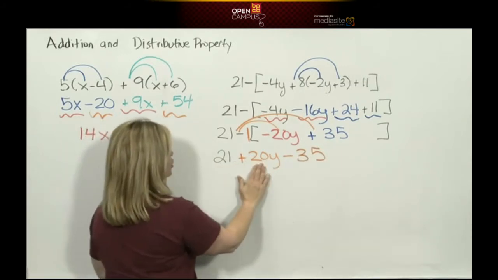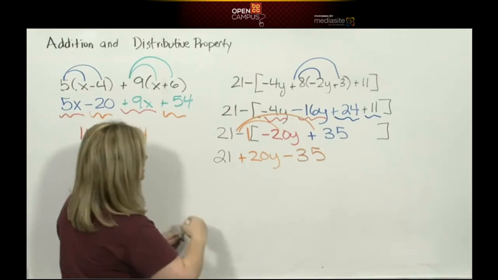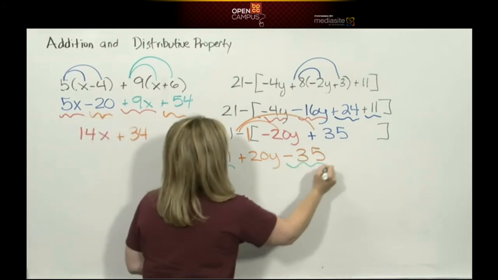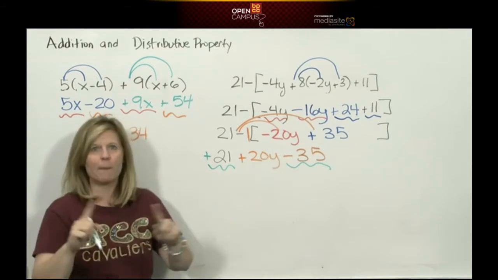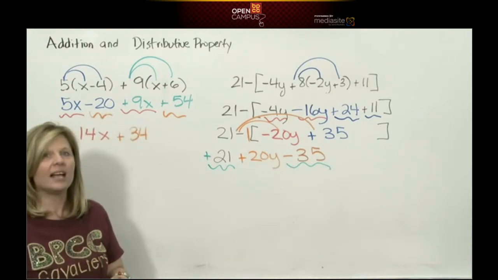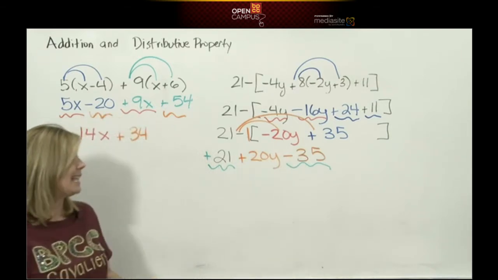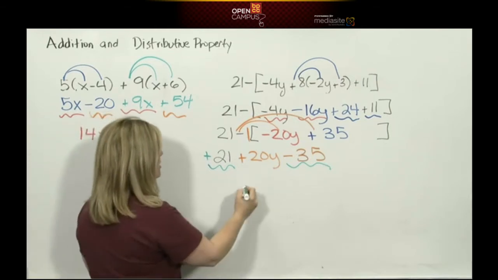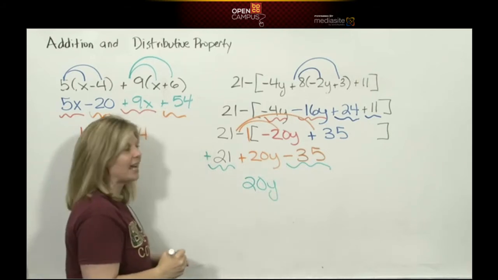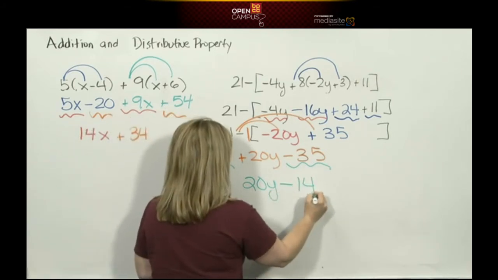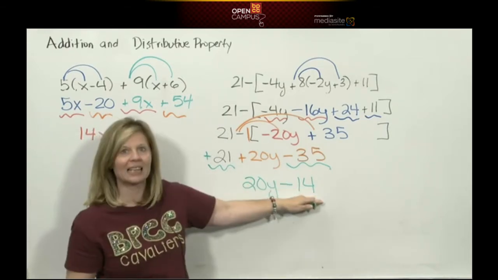Now let's look. I have 1, 2, 3 terms. Are any of them alike? Well, sure. I have some constants. I have 21 minus 35. The 21 is positive. The 35 is negative, so I'm not going to add. I'm going to subtract and give it the sign of the larger. So 21 minus 35 would be -14. When I write this polynomial in descending order, I do the variable first, so the 20y stays, and then I put the constant -14.